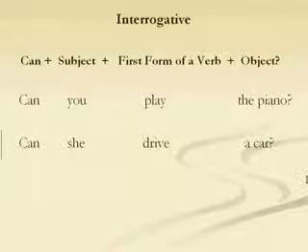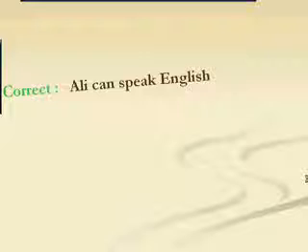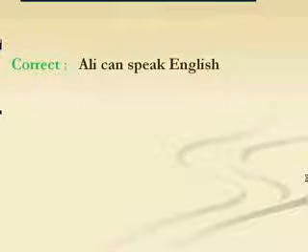Now these structures are very easy to use, and remember, you can easily form sentences with can. We always use the first form of a verb with can, but there may be some mistakes which students may make. For example, the correct form is Ali can speak English. Here you see there is nothing else, no s or no t or no helping verb, right? So Ali can speak English, this sentence is right.